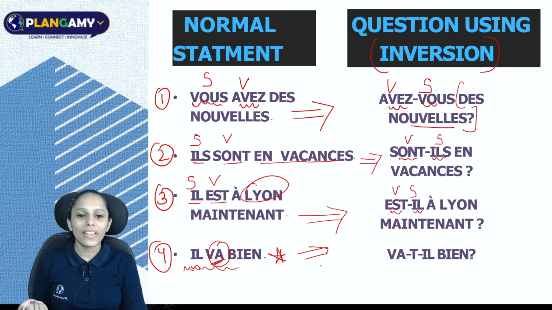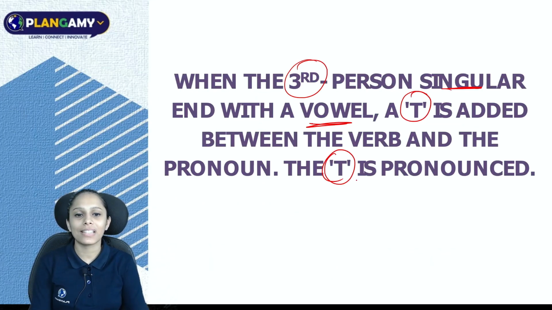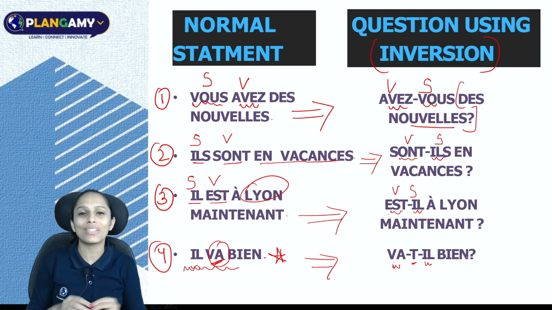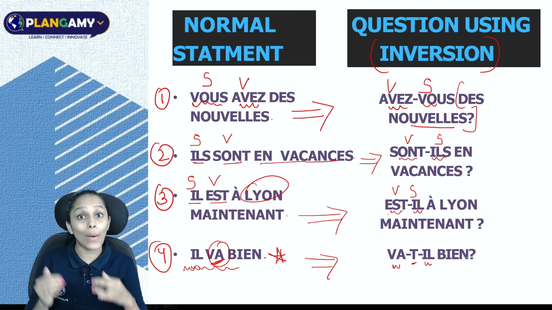Now, when we convert it into inversion form and make it a question, we have to add a T between our verb and our subject. "Va-t-il bien?" If you add T, you have to pronounce the T as well. So here, "Va-t-il bien, va-t-il bien." I am trying to pronounce the T as well. I am not saying "va il bien," but I am saying "va-t-il bien."